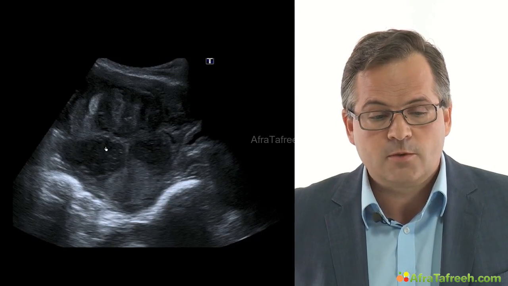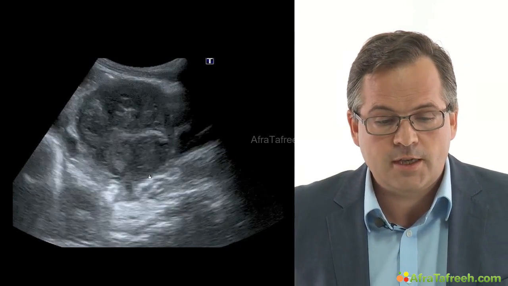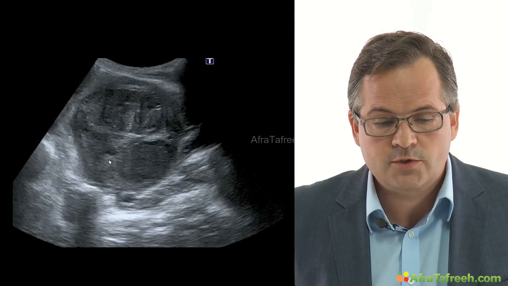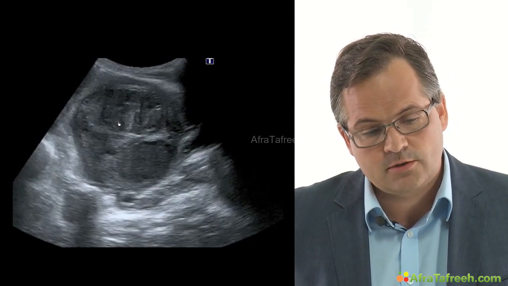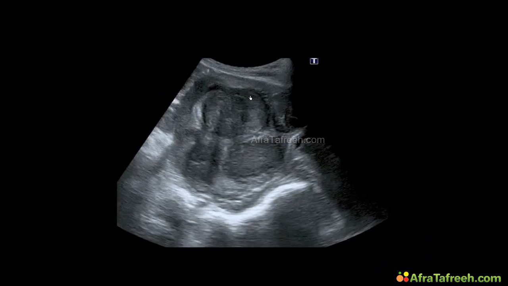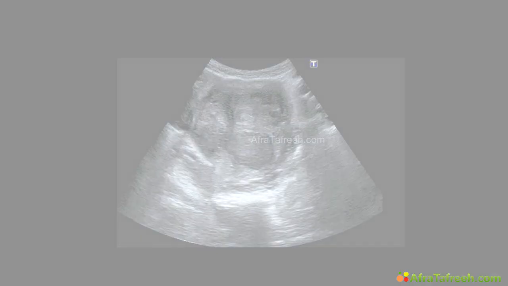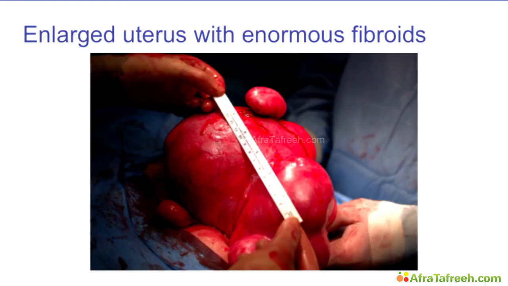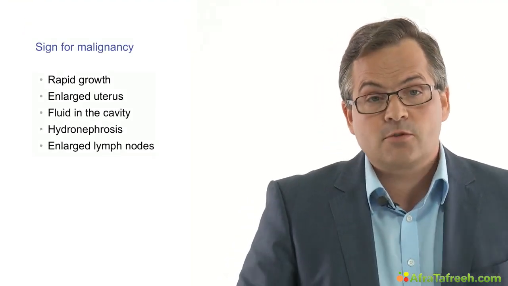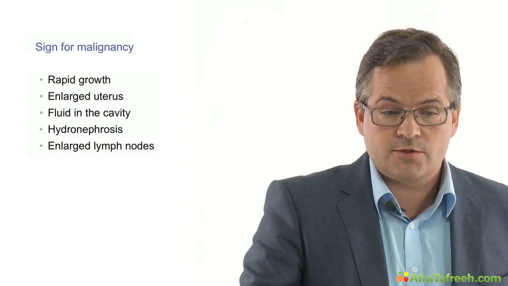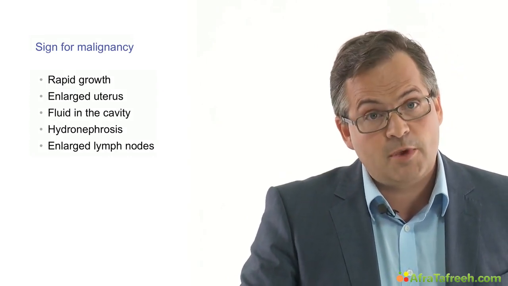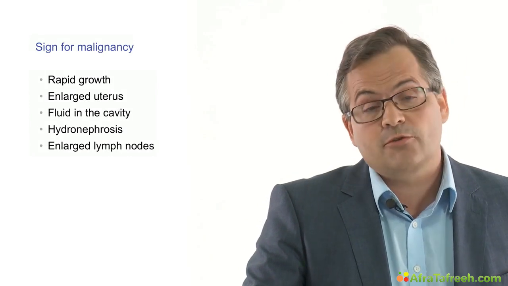In the second plane, we see again round-shaped tumors with inhomogeneous texture. Some areas are hypoechoic, some are hyperechoic. Again, what are the signs of a malignancy? A rapid growth and very enlarged uterus, fluid in the cavity, maybe symptoms like hydronephrosis or enlarged lymph nodes.